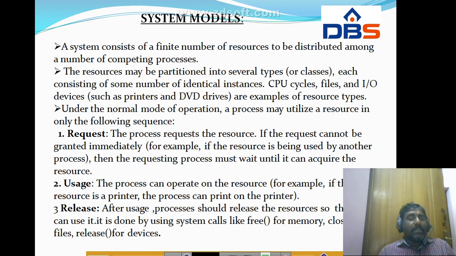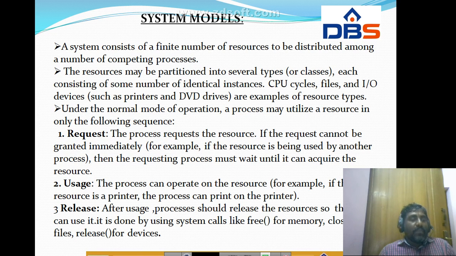What is meant by request? For example, if you have a process, that process requests some resource. After requesting, the second step is that the resource is used by the process. The third step is that after using the resource, the process will release it. Request means a process requests a resource. After getting the resource, it will use it. After using the resource, it will release the resource.